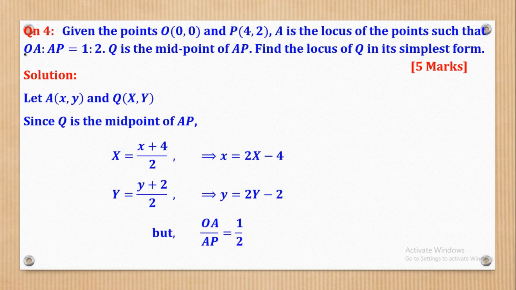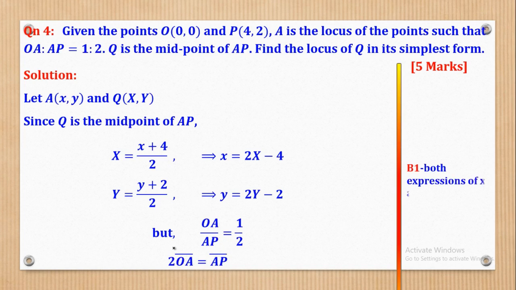But we are given this ratio. This ratio means that OA over AP is equal to 1 over 2. That is what we are writing here. Then when we cross multiply, we shall come up with 2OA is equal to AP. Now before we go to the next slide, let's see the marks for this slide. So B1 for these two expressions.